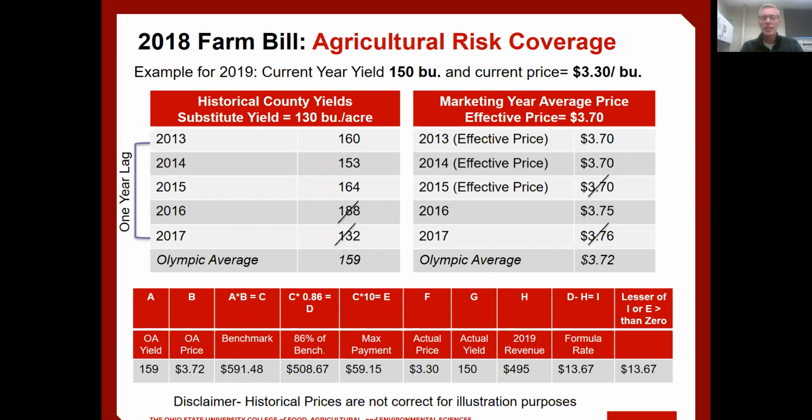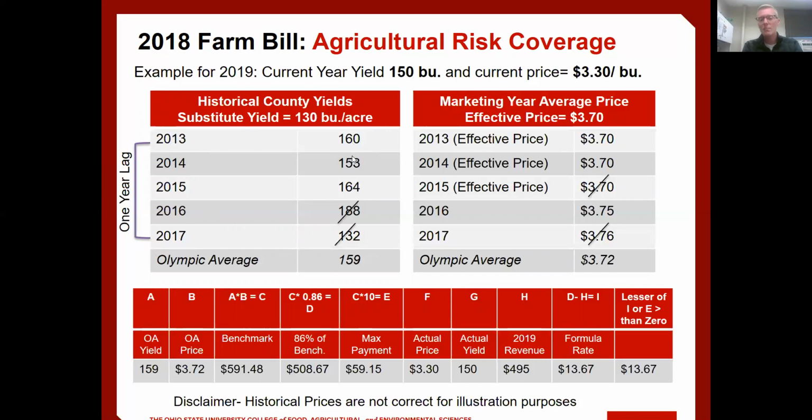Now this county, I've selected a county at random. These numbers are also at random. But I selected this program. The 2018 Farm Bill adds a 1-year lag in for prices and yields. So we're going to take 5 years and skip the directly preceding year. So for 2019, we're going to skip 2018, and we're going to use years 2013 through 2017.